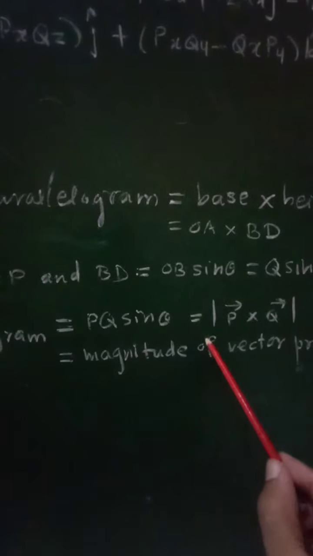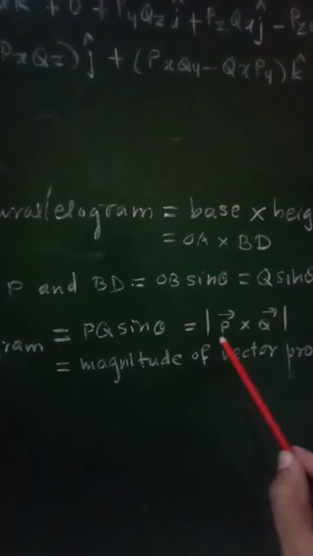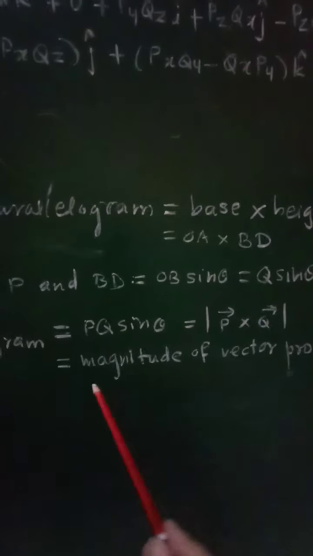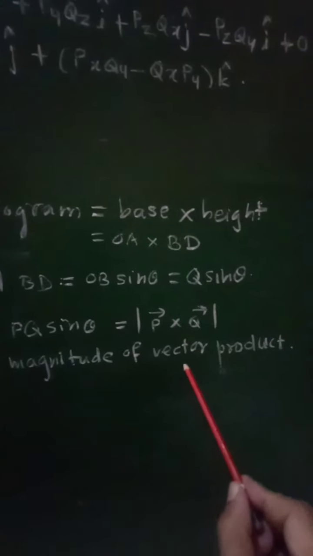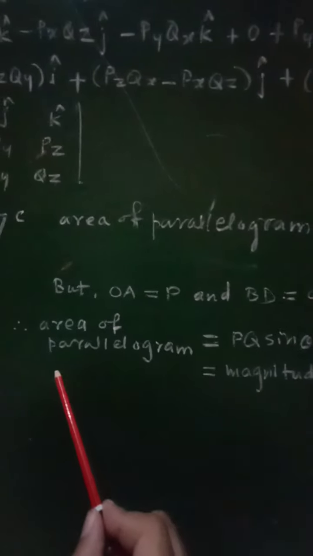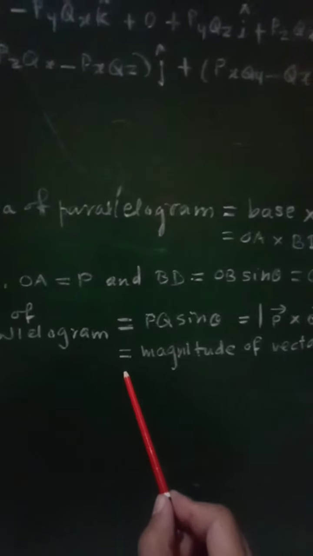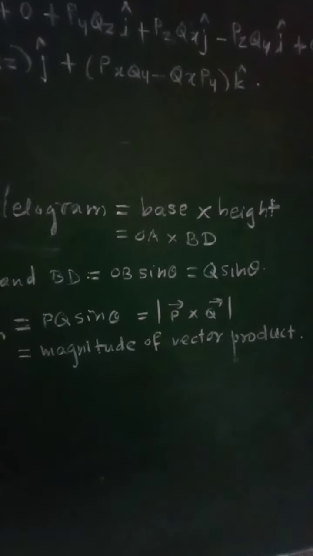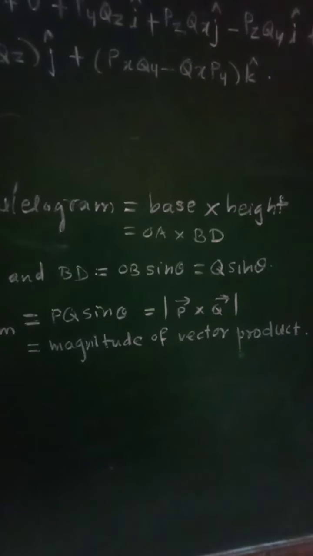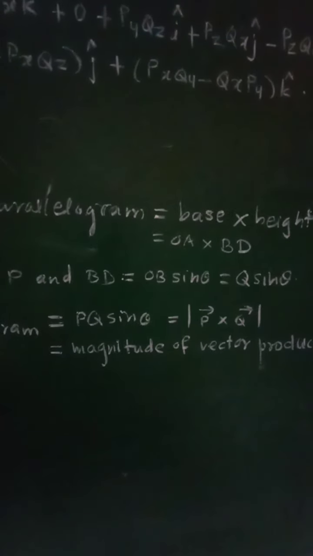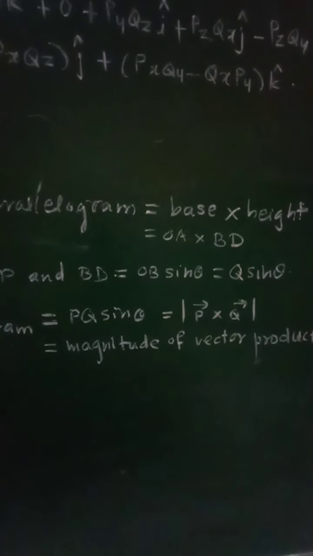So that will be written as the magnitude of the vector product of vector P cross vector Q, which is nothing but the magnitude of the vector product. Therefore we can say that the area of a parallelogram is equal to the magnitude of the vector product. So this is regarding the characteristics of vector product or cross product.